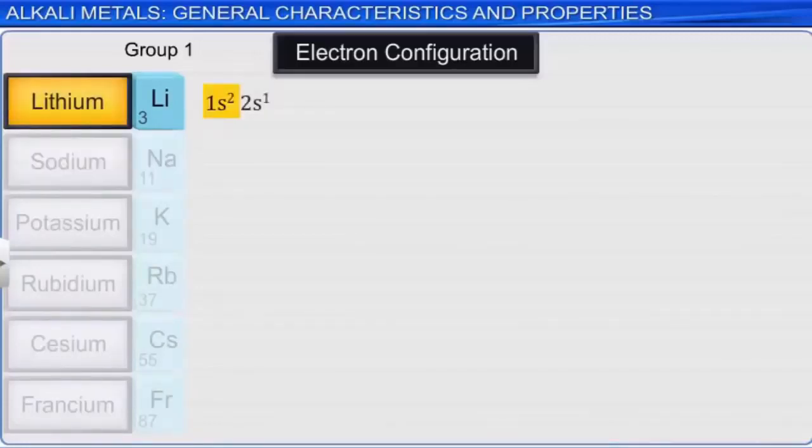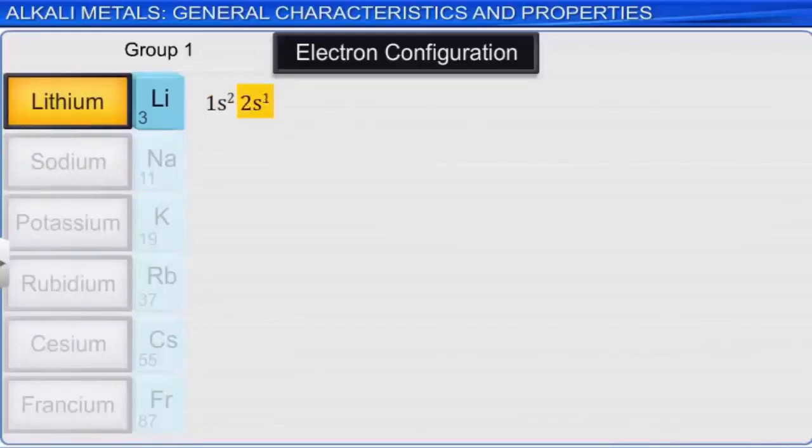1s2 means that is helium atom. It's a noble gas electronic configuration. Helium is a noble gas. So instead of 1s2, we can write helium's electronic configuration and 2s1.